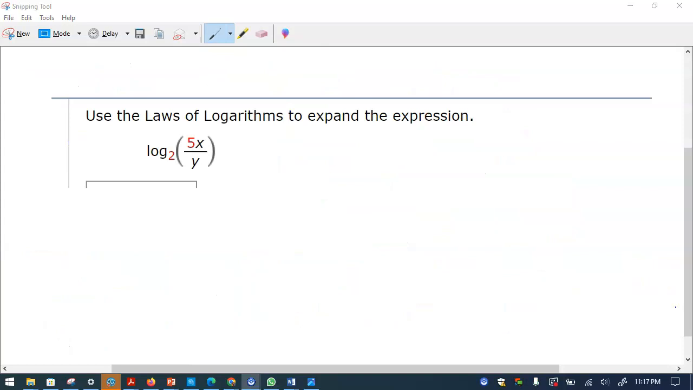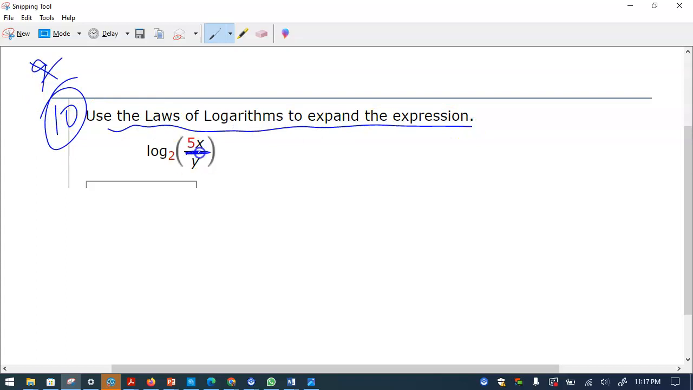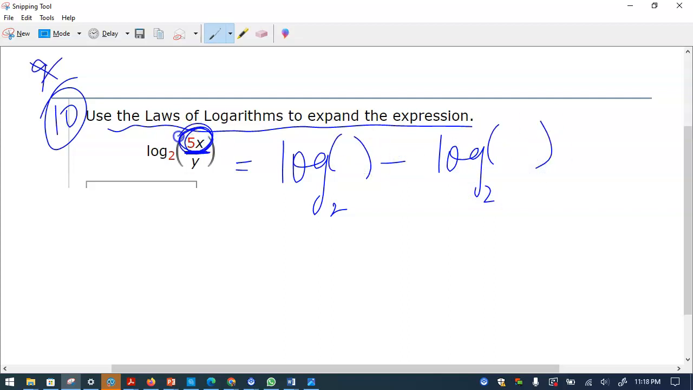I think the previous one was 9, and this is 10. Use the laws. Now this time there is a division. So if there is a log of a quotient, then you have to write log of m, log of n, but this time, instead of plus, you put minus. So this is that m, which is 5x, and this is the n, which is y. See? But the left side itself is a product of 5 and x.